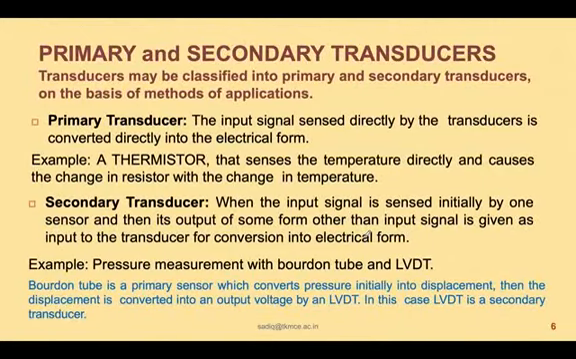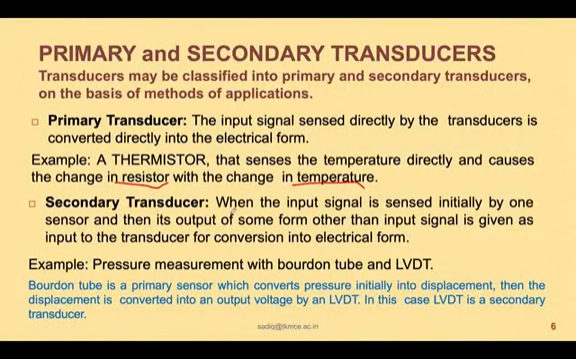Another classification is primary and secondary transducers. Transducers can be classified as primary and secondary based on the method of application. A primary transducer is one where the input signal sensed directly by the transducer is converted directly into electrical form. An example is a thermistor. It senses the temperature directly and the change in temperature causes a change in resistance, and that is an indication of the change in temperature. So, there is an output signal obtained in electrical form corresponding directly to the input signal. So, it is a primary transducer.